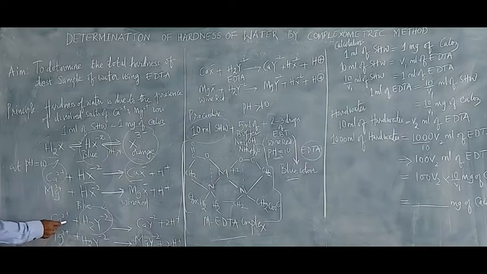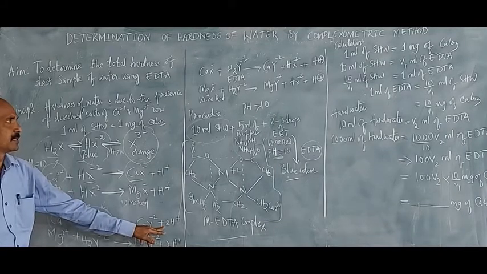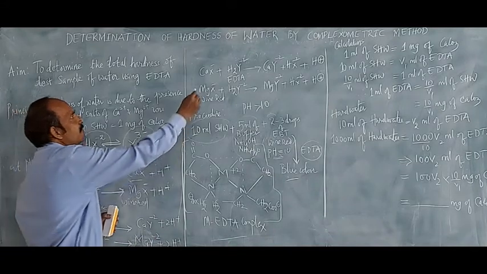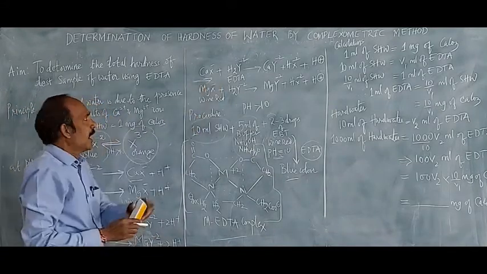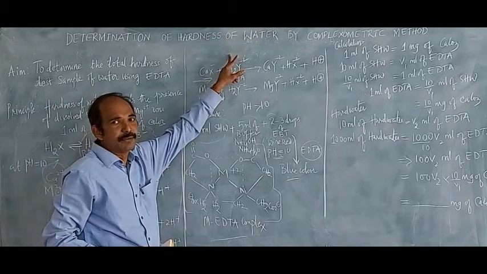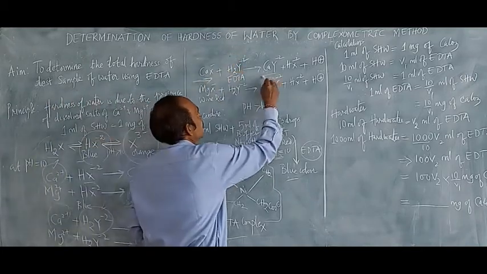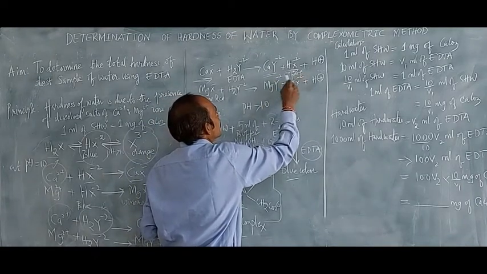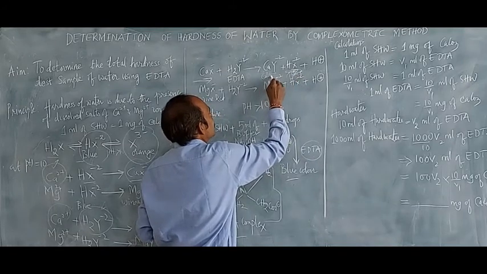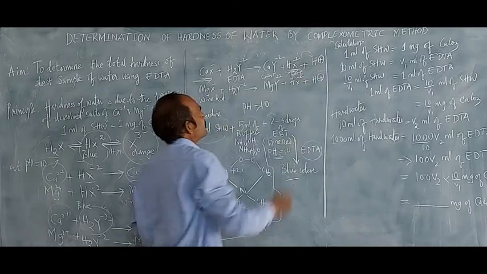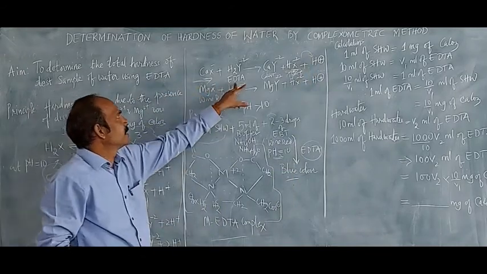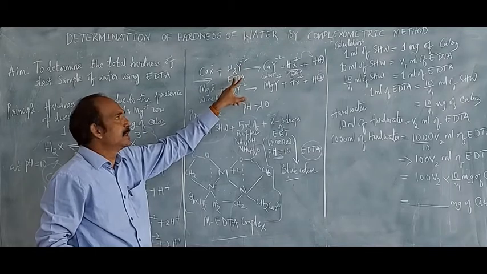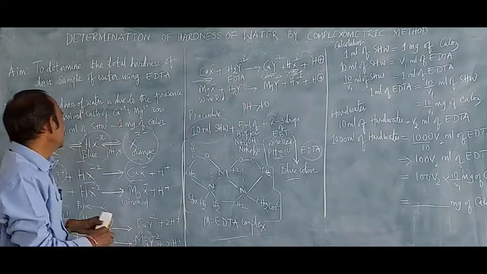When we add EDTA from the burette to the water sample containing calcium ions, it forms CaY2- plus 2H+. When we add the indicator, it changes to wine red color, and when we titrate against the EDTA from the burette, it forms CaY2-, where the indicator is released in the form of blue color, meaning it changes back into blue color. This one is colorless and this one is the blue color, with the dissociation of H+. The EDTA is represented as H2Y2-, and the indicator exists in its own form.